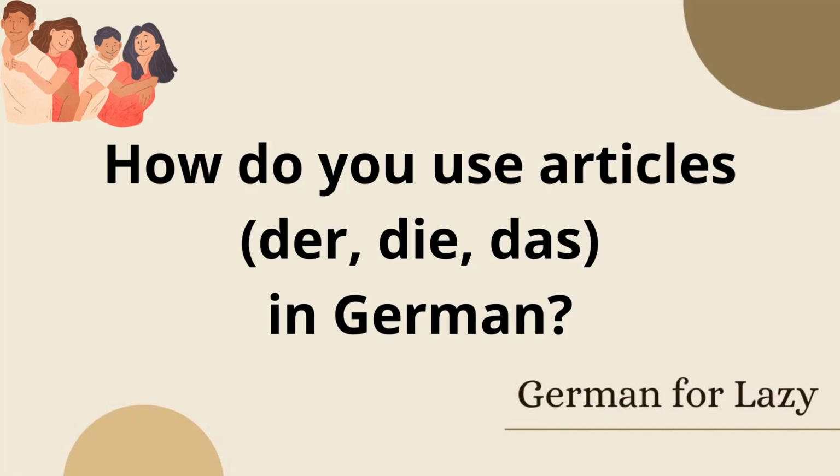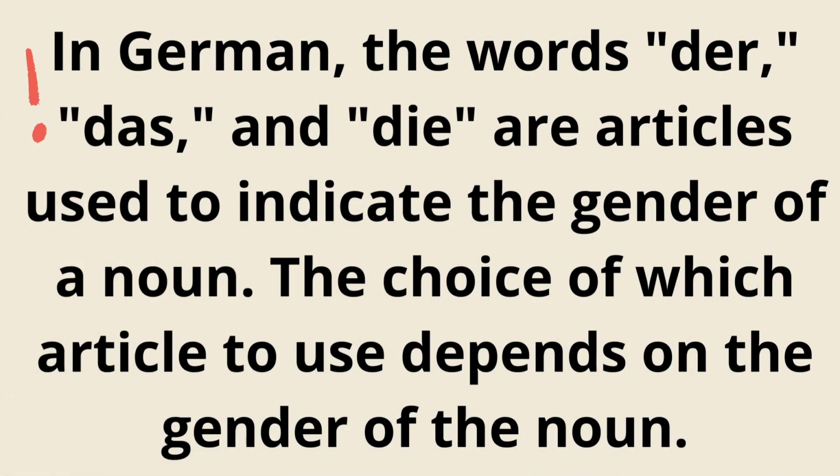We are going to continue our very important course. Let's talk about articles in German. In German, the words der, das and die are articles used to indicate the gender of a noun. The choice of which article to use depends on the gender of the noun.